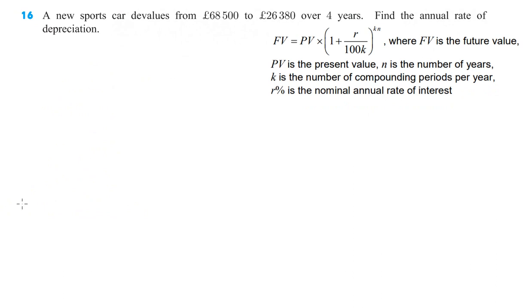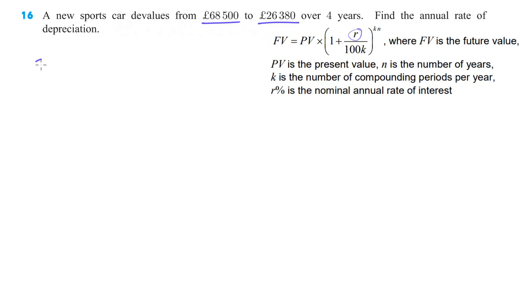Okay? All right, one last one to look at, number 16. A new sports car devalues from $68,500 to $26,380, and I think that's pounds, over 4 years. Find the annual rate of depreciation. So we're looking for the r again. It starts with this, ends with that.